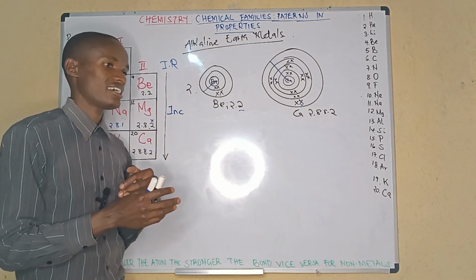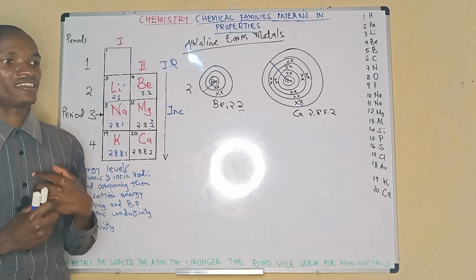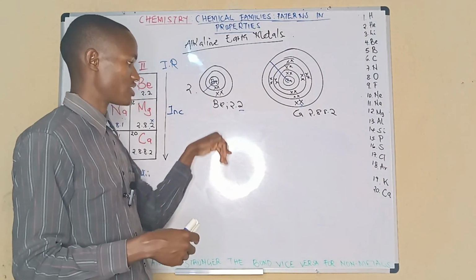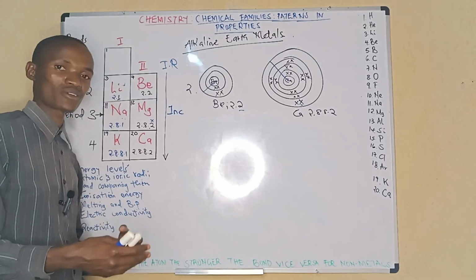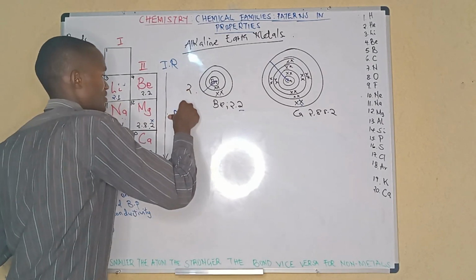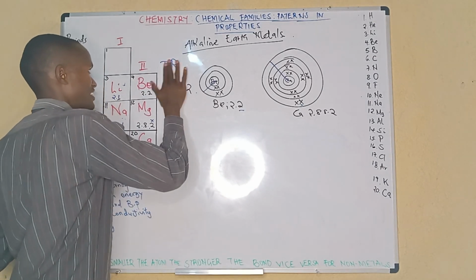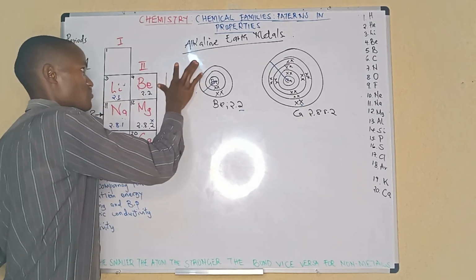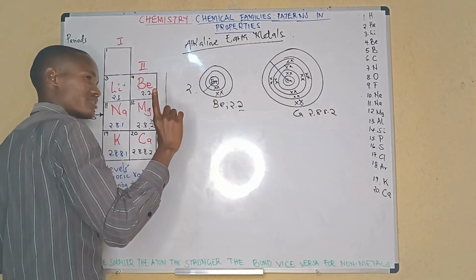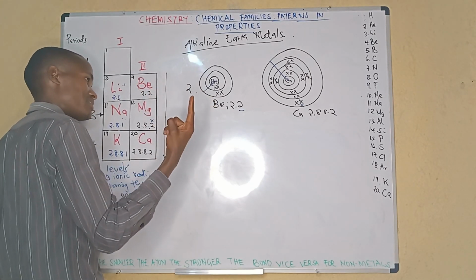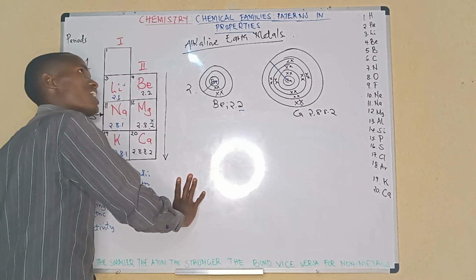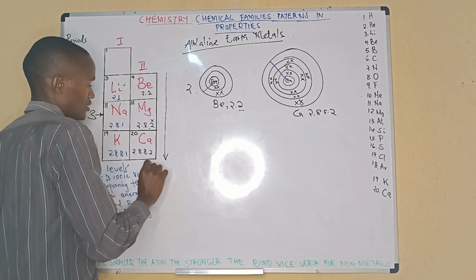How does the ionization energy trend? Does it increase or decrease down the group? We said we describe down the group, but if you prefer up the group, it's all fine. So we are now talking of the ionization energy of alkaline earth metals. The energy required to remove the first electron, or to remove an electron, from the outermost energy level of an atom in its gaseous state.